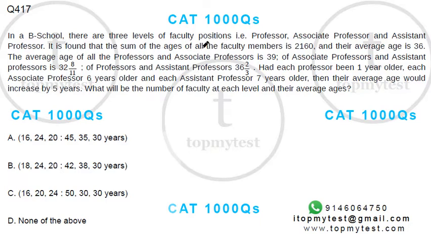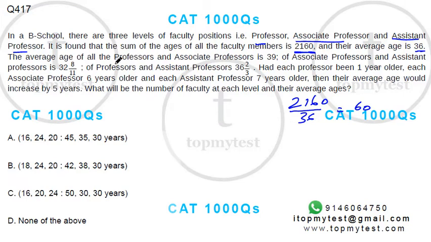In a B school, there are 3 levels of faculty positions: professor, associate professor, and assistant professor. It was found that the sum of all the ages of the faculty members is 2160 and the average age is 36. So the total number of people will be 2160 by 36, which is 60. So there will be 60 people in the college.